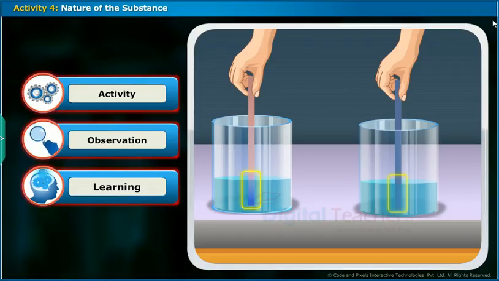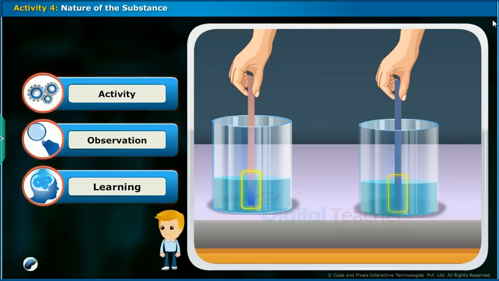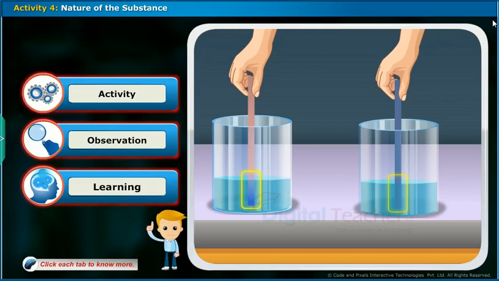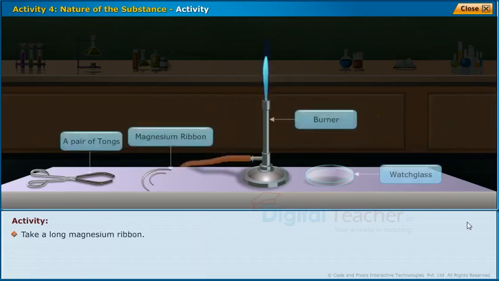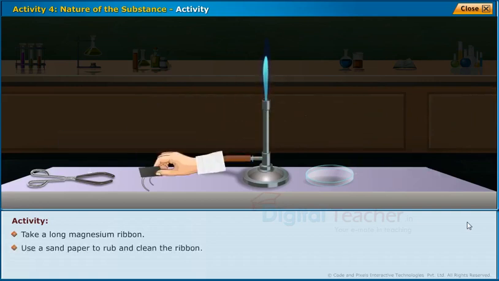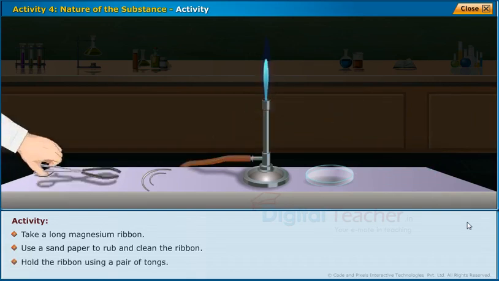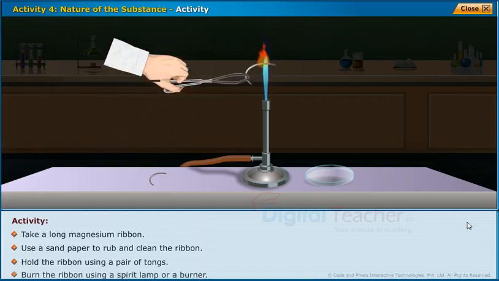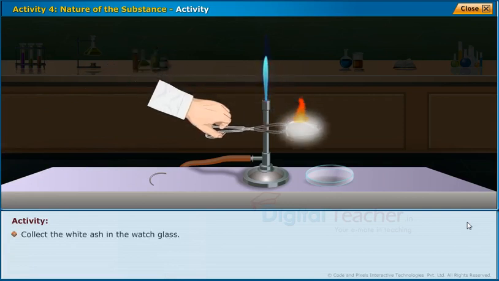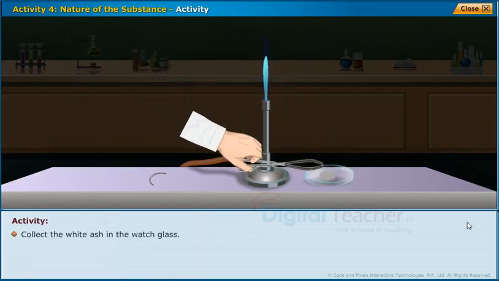Here, let us perform an activity to know about the nature of the substances. Click each tab to know more. Take a long magnesium ribbon. Use a sandpaper to rub and clean the ribbon. Hold the ribbon using a pair of tongs. Burn the ribbon using a spirit lamp or a burner. Collect the white ash in the watch glass.